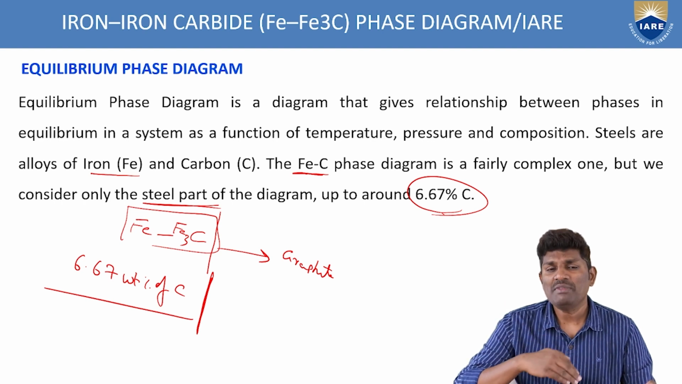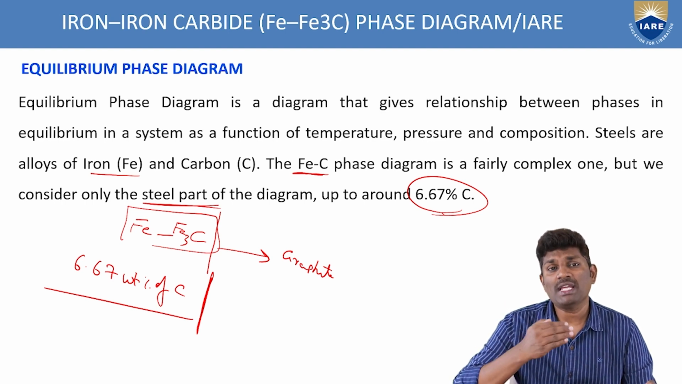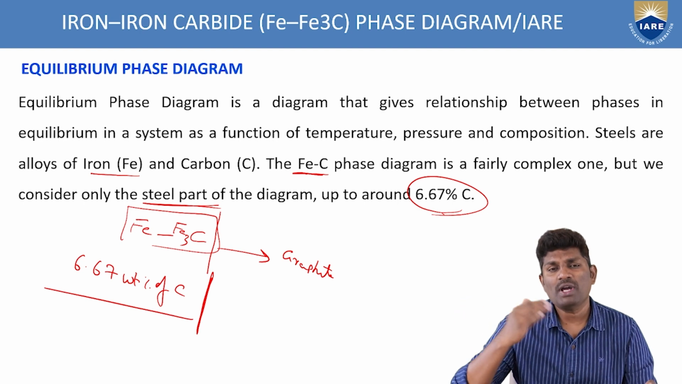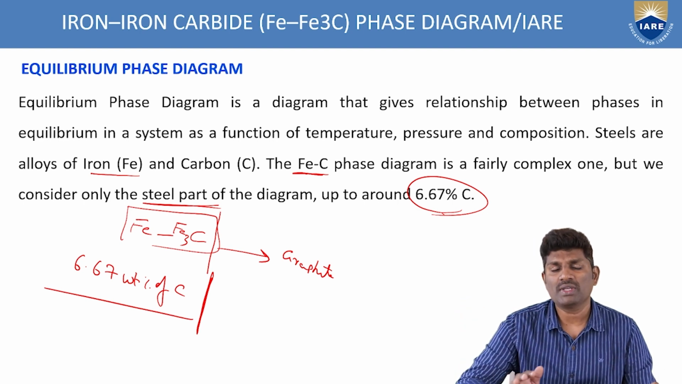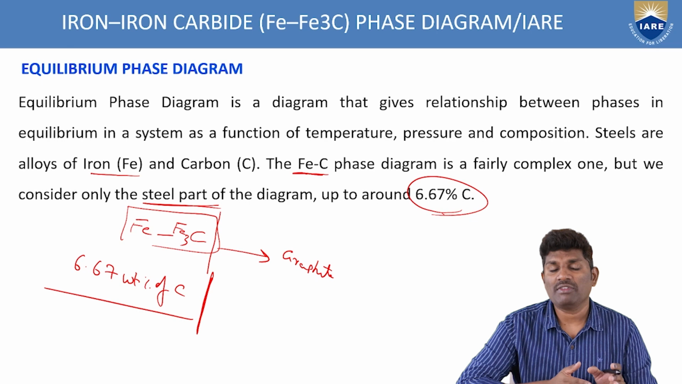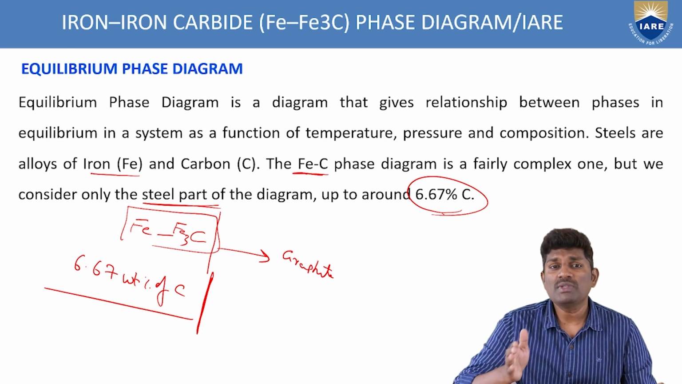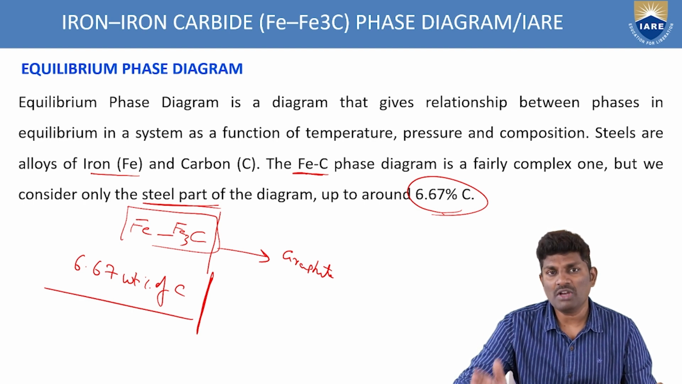But when you compare with other phase diagrams, what is happening? We are taking up to 100%, and up to 100% there is no change. But in this case, we are getting two different parts in this phase diagram. So up to steels only we are considering, that is up to 6.67 weight percentage of carbon.